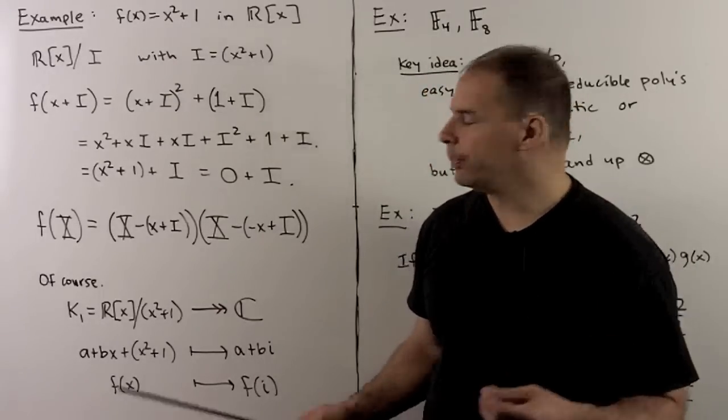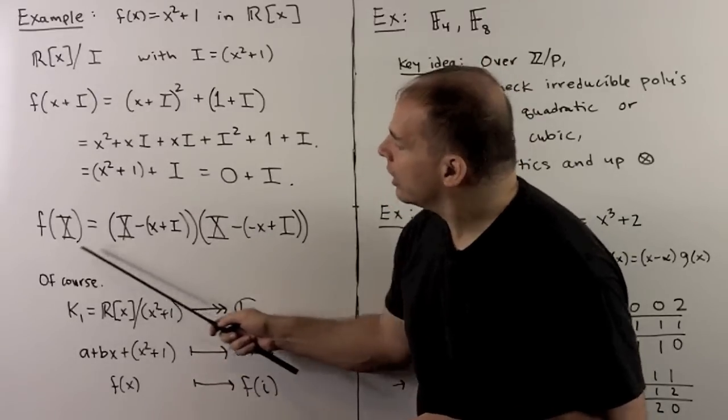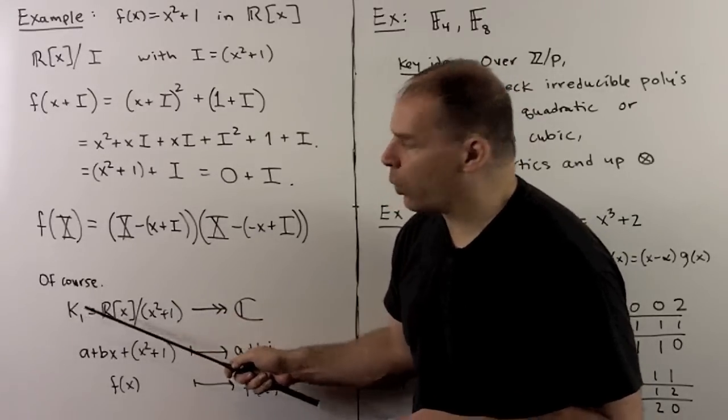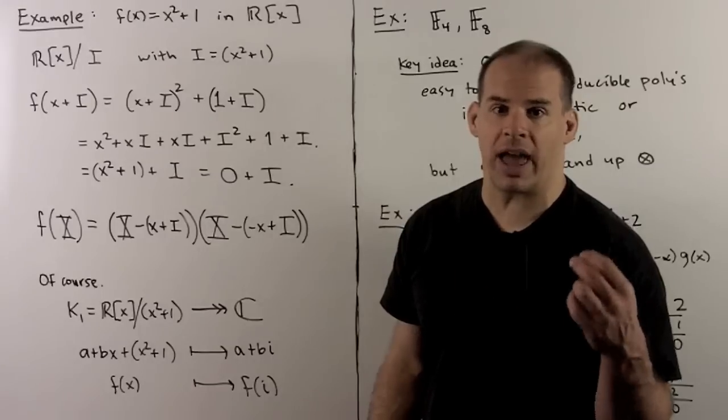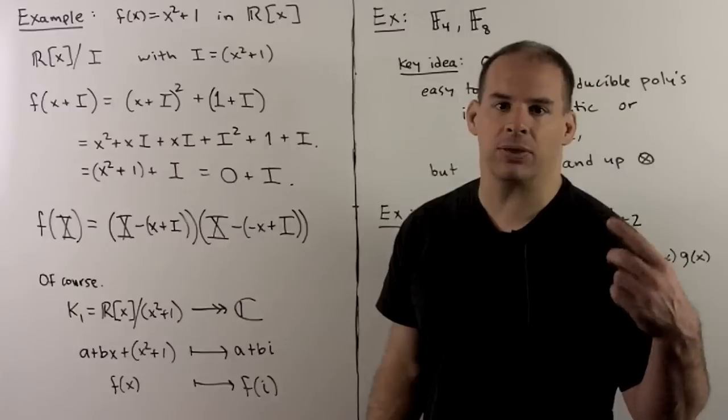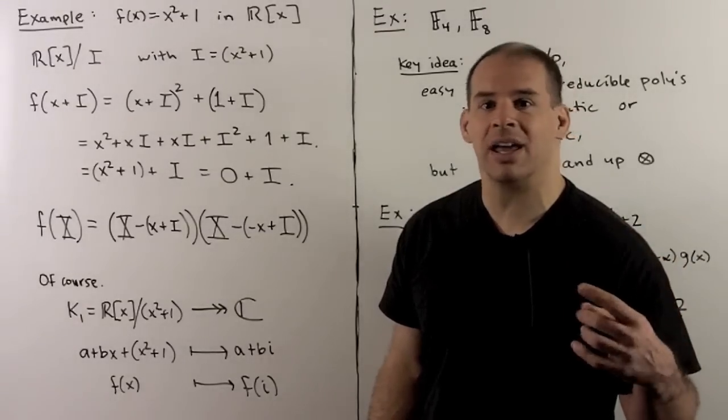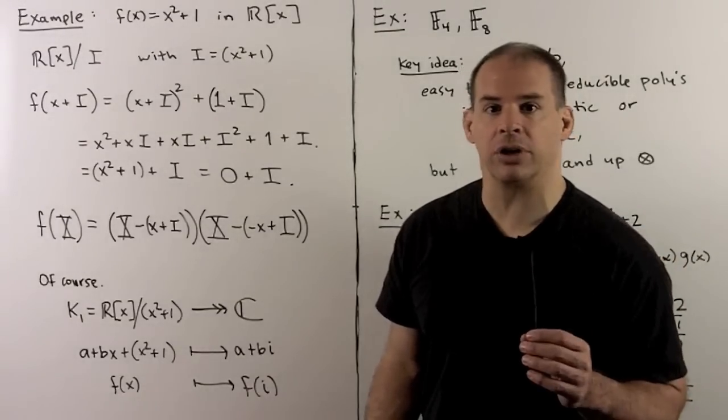Now, in general, when we do this process, it might not stop at K1. We may split off a root, but there may be irreducible factors left over in f. So we'll have a K2, a K3 until our process stops and f is completely factored.